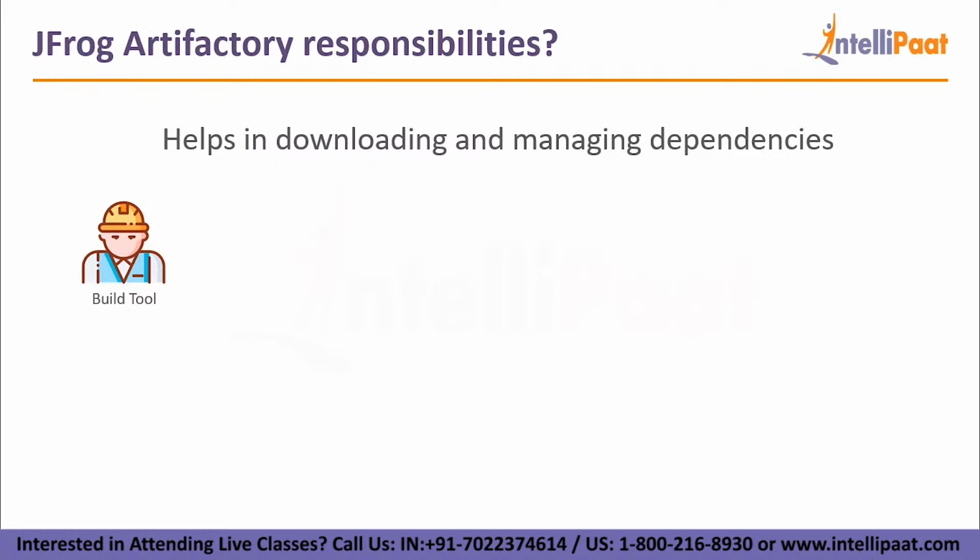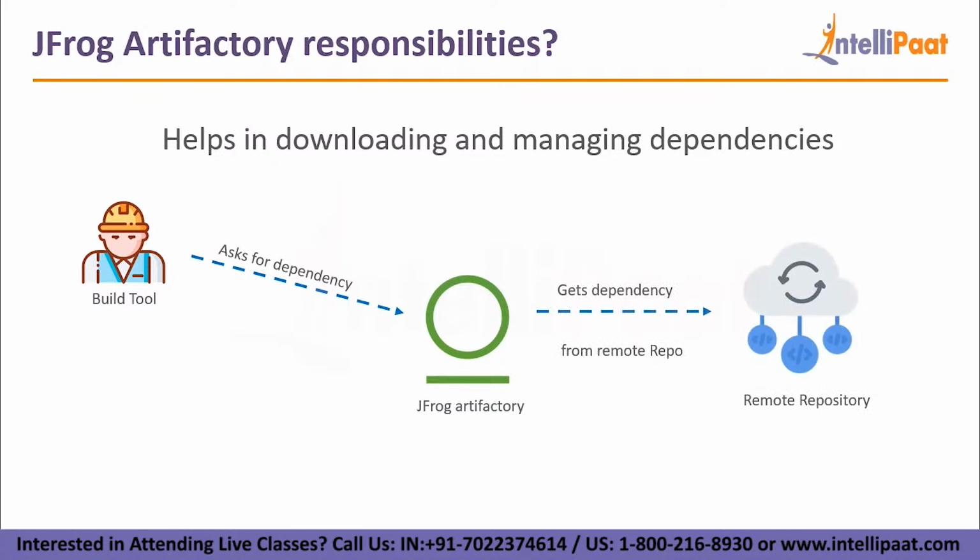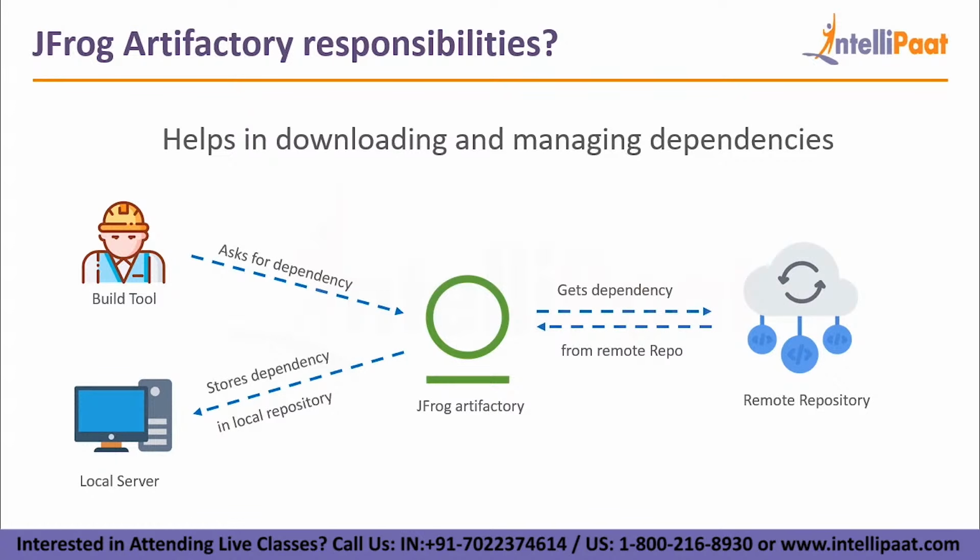Since JFrog will be connected to the build tool, whenever a build tool requires a dependency based on the source code, usually the build tool will download the dependencies. But in this case, JFrog acts as a buffer or a proxy for downloading and managing these dependencies. So if a build tool asks JFrog for a dependency, JFrog will get the dependency from a remote repository and then store it in a local server, which will then be used by the build tool to build the source code.